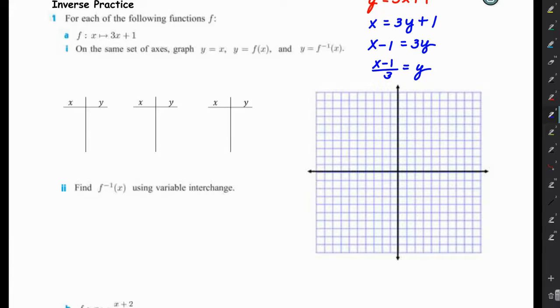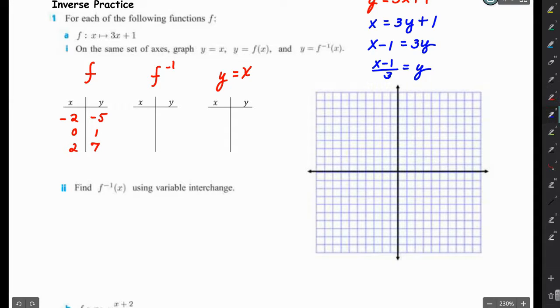Okay, so on my axes, I'm going to do my original function, my inverse function, and I'm going to also graph y equals x. My original function is 3x plus 1. I'm just going to pick the same x values I picked in the last example. I'm going to use -2, 0, and 2. But if I put -2 in there, I'm going to get -5. Right, -2 times 3 is -6, plus 1 is -5. 3 times 0 is 0, plus 1 is 1, and 2 times 3 is 6, plus 1 is 7.